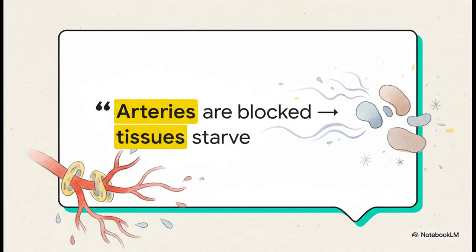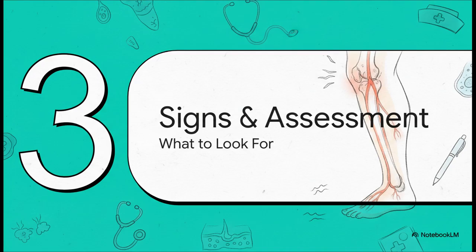If you're going to write one thing down from this whole section, let it be this. It is the absolute simplest way to frame the entire disease process. Blocked arteries lead to starving tissues. Every single symptom, every complication, it all comes back to this one central idea. Okay, we know the why and the how.